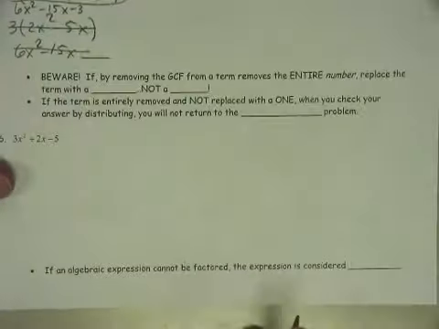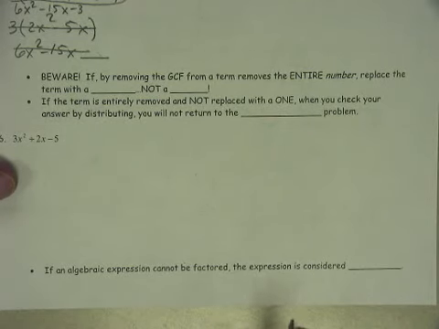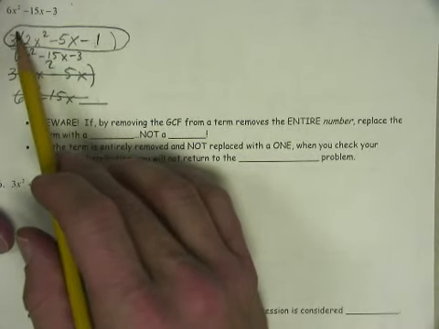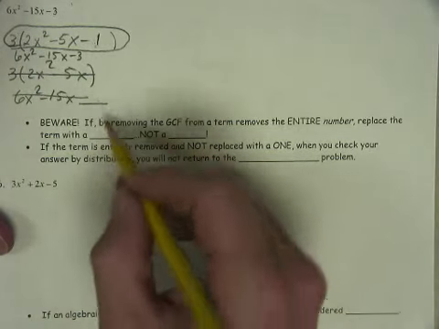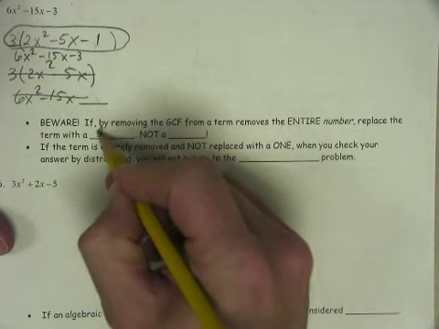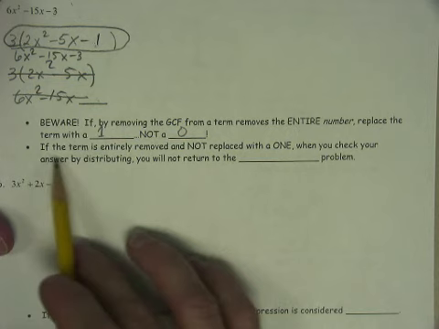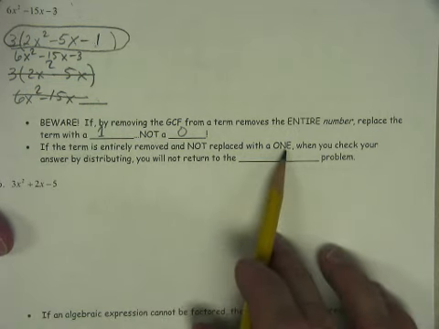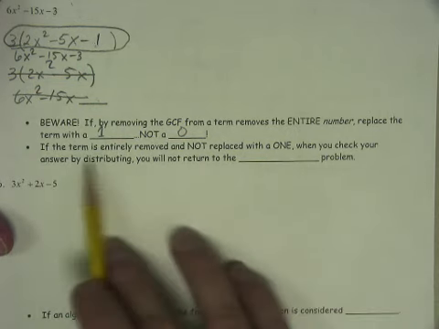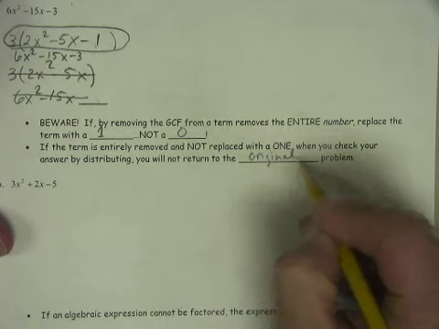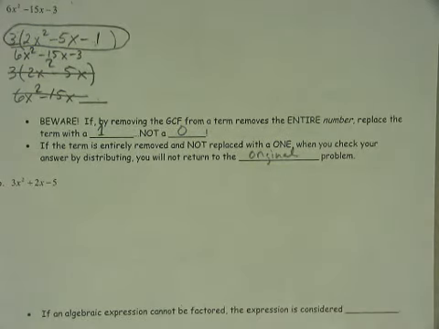All right, it says beware. If removing the GCF from a term removes the entire number, just like this 3 did right here, replace the term with a 1, not with a 0. A lot of people put 0, and that's incorrect. If the term is entirely removed and not replaced with a 1, when you check your answer by distributing, you will not return to the original problem. Remember, you always have to be able to return to the original problem.